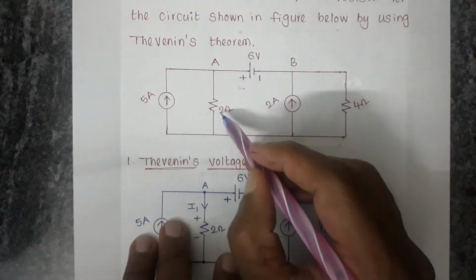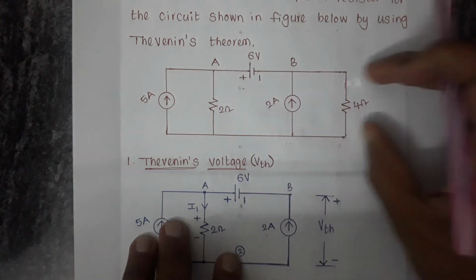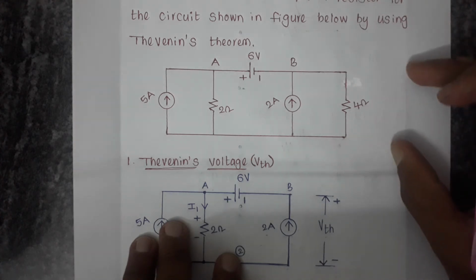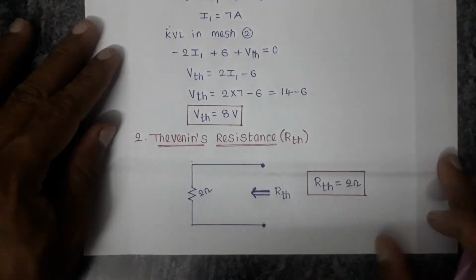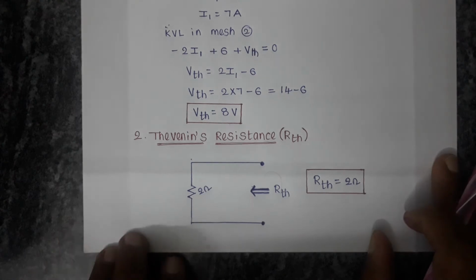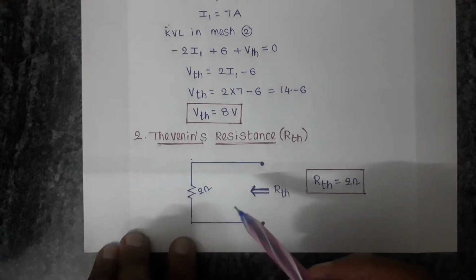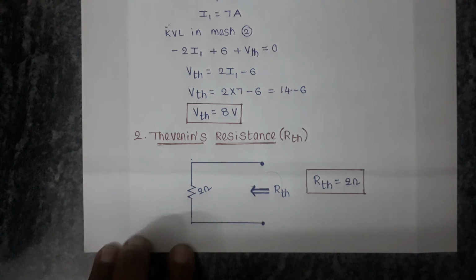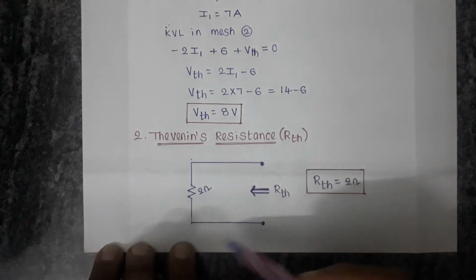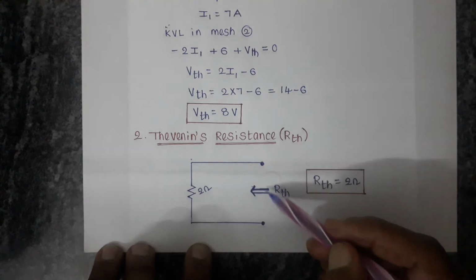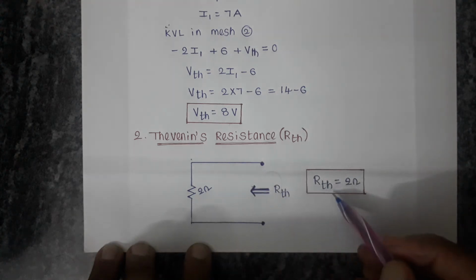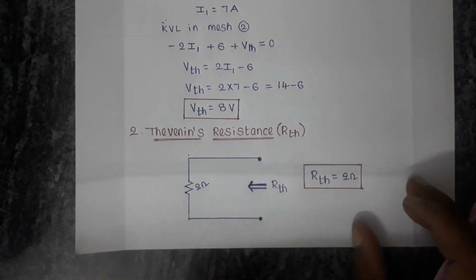So you get 2 ohms and a short circuit. Here also we have to remove this 4 ohms and deactivate all the sources to get RTH. So if you see the circuit, the current sources are deactivated, so they are open circuited, and the voltage source is short circuited. So now the circuit is a purely resistive circuit. Now the resistance between the two nodes is nothing but Thevenin's resistance. So here Thevenin's resistance is 2 ohms.